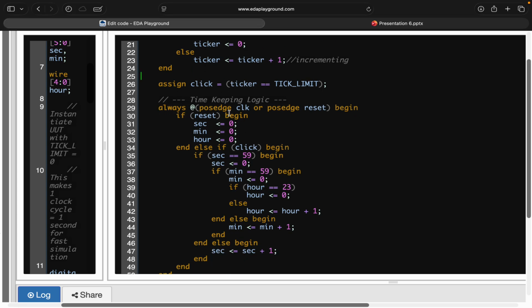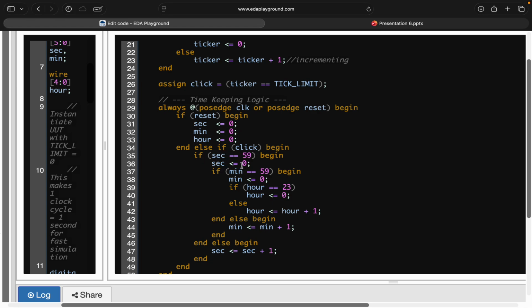Now we'll go to the timekeeping logic, how the timing works. Always at positive edge of the clock or positive edge reset, begin. We'll set one reset button so that we can set all the timings to 0000. And else if click, begin. So what I mean to say here is, if click is high and also if second is equal to 59, we will again reset it.